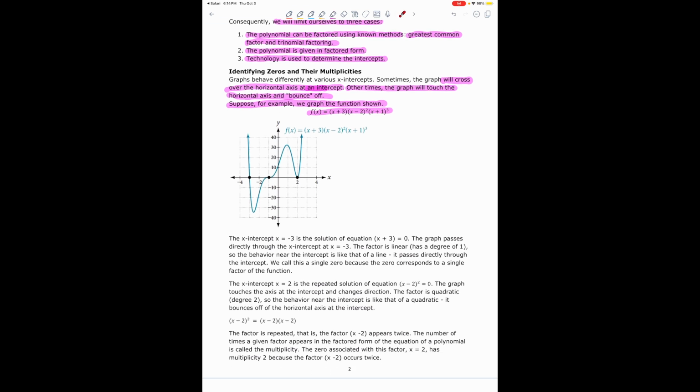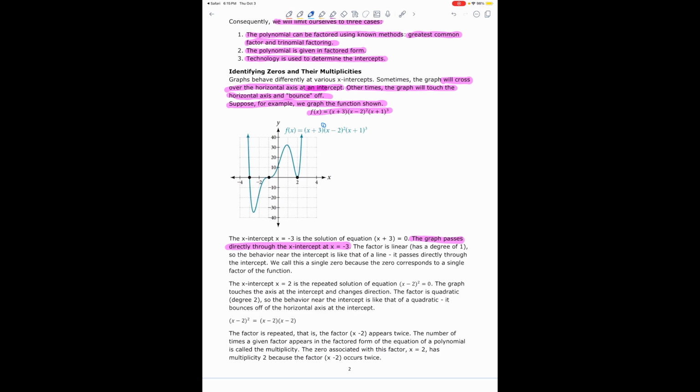Notice how the x-intercept where x is equal to -3, the first one here, is the solution of the first factor equals 0. So we make the first factor equal to 0 and solve, and we get the first intercept at -3. Notice how the graph passes directly through the x-intercept. And I am going to also mention that the power of that factor is 1. So I want you to link the power with the behavior of the function at that intercept.